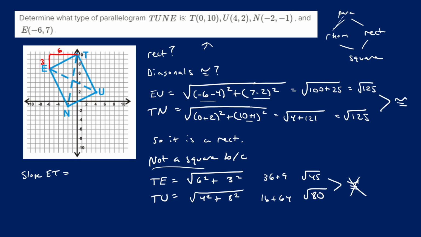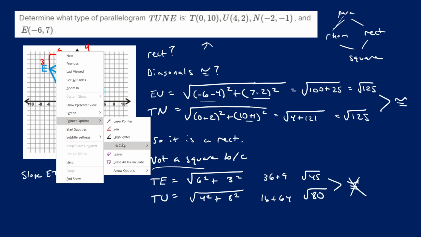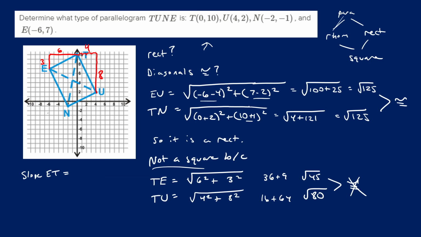And then, check the slope of TU. So 1, 2, 3, 4, down, and 1, 2, 3, 4, 5, 6, 7, 8. Okay, and so you can see the slope of ET was 3 over 6, better known as 1/2, and the slope of TU was -8 over 4, better known as -2. Well, those are opposite reciprocals, so that means those lines are perpendicular.